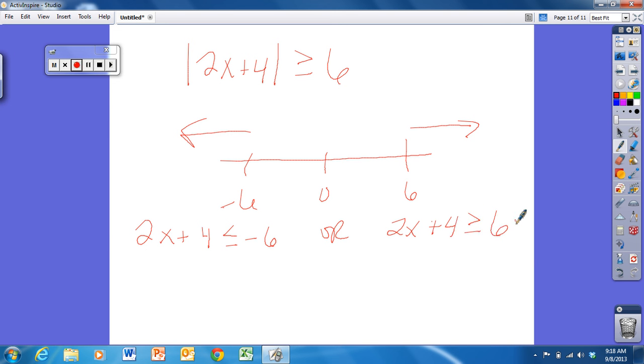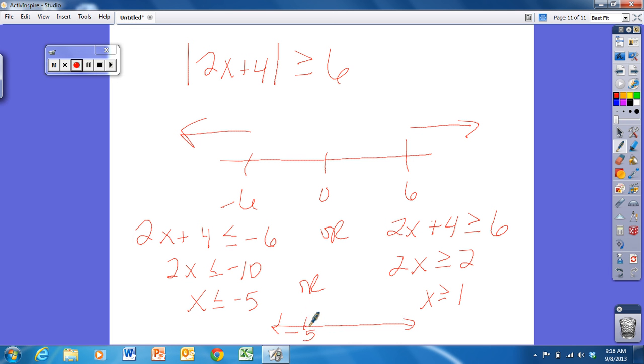Now I really hope some of you go back and listen to the explanation about why this one is or and the other one is and. It's kind of really important that you understand that. So 2x is less than or equal to negative 10, x is less than or equal to negative 5, or 2x is greater than or equal to 2, x is greater than or equal to 1. So on our number line we're looking at, oh, my dishwasher's done. Negative 5 less than is that way. 1 greater than or equal to is that way. You should always show 0 on your number line. That's helpful. That would be the solution to that inequality.